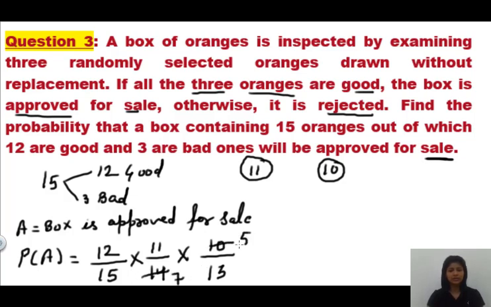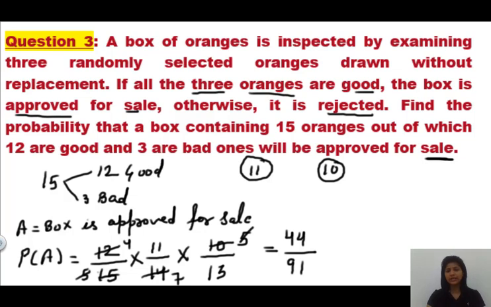2 sevens are 14, 2 fives are 10, 3 fours are 12, 3 fives are 15. Just cancel the common terms, 5 and 5. So 11 into 4 is 44, divided by 13 into 7 is 91. The probability of the box being approved for sale is 44 by 91. This is how you are going to find the probabilities. So you see, without replacement makes a difference in the probability of taking out a good orange from the box.